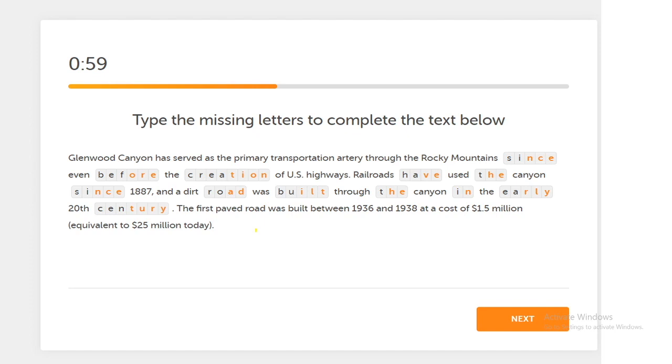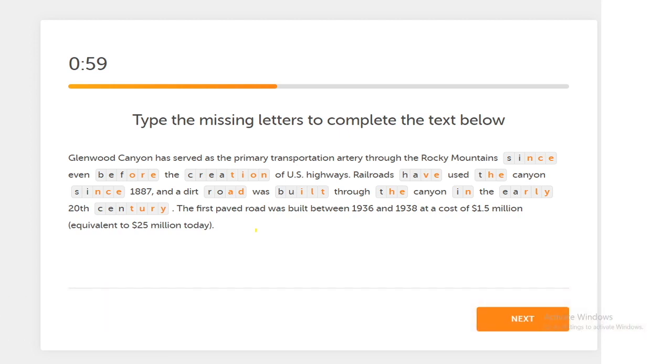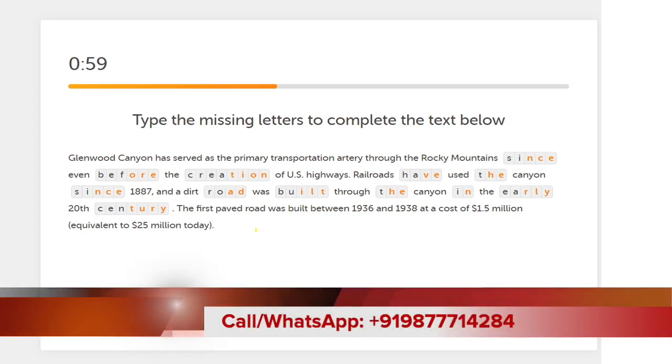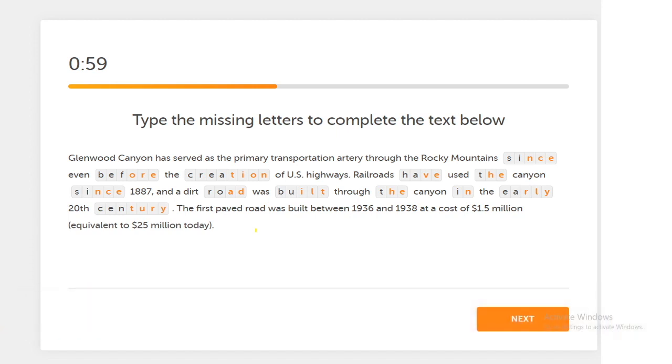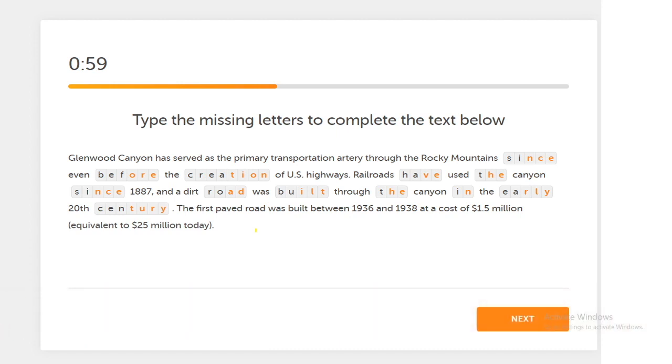Even before the creation of US highways. So what are they trying to say? If I translate it into Hindi, it says that Glenwood Canyon has served as the primary transportation artery through the Rocky Mountains. Glenwood Canyon ने primary transportation system की तरह काम किया है रॉकी माउंटेन के बीच में, कब से? Ever since before the creation of US highways, यूएस हाईवेज़ के क्रिएशन से बहुत पहले से ग्लेनवुड कैनियन ने ट्रांसपोर्टेशन का काम किया है.